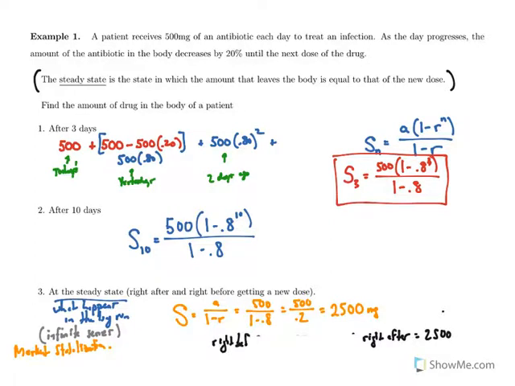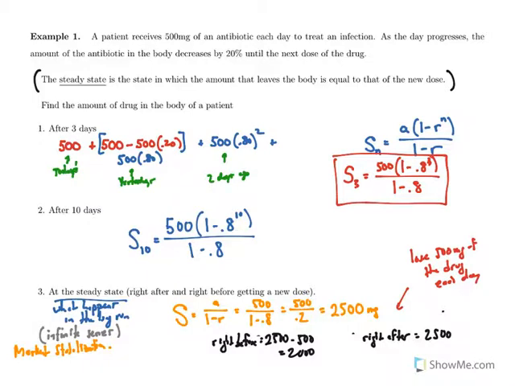So right before that dose, we have 2,500 minus 500, or 2,000. This is saying that after you have the dose, you're at the steady state that you're going to stay at forever. At this point, you're going to lose 500 milligrams of the drug each day, which means that you're going to gain the 500 the next day, you're going to lose the 500, gain the 500, now you're at a steady state of 2,500 at the end of each first dose.